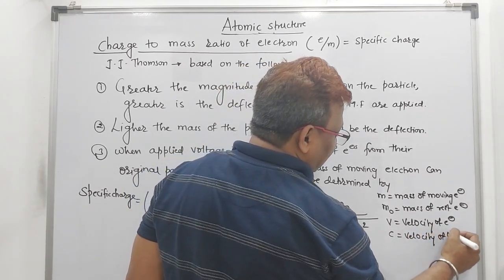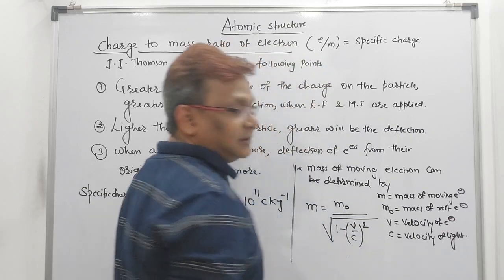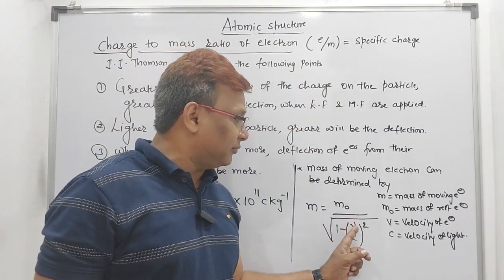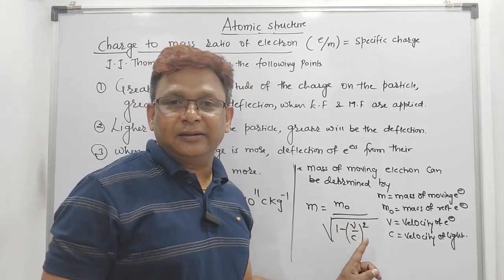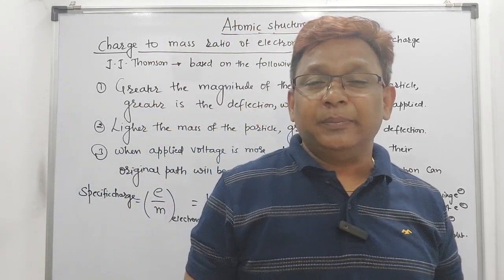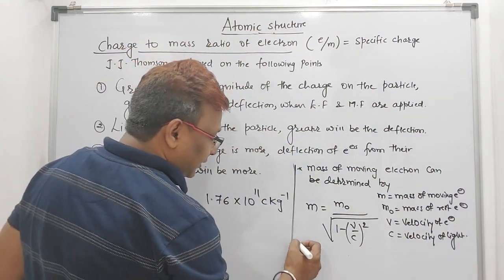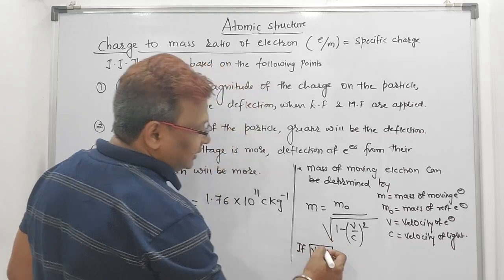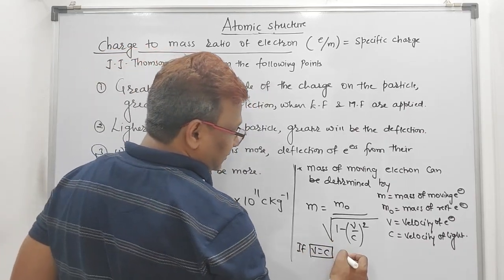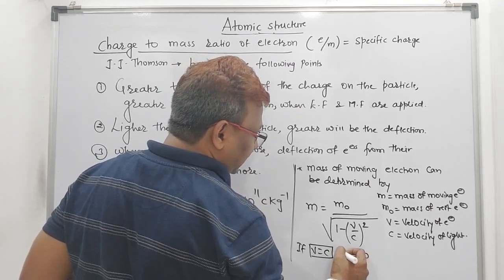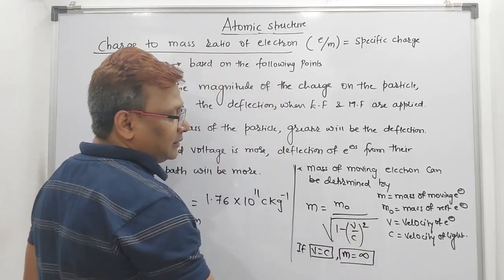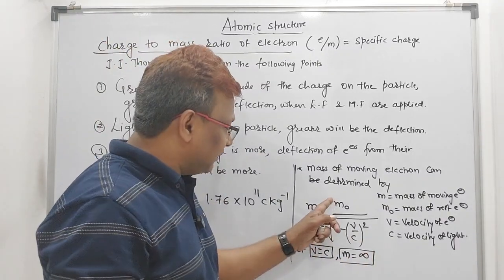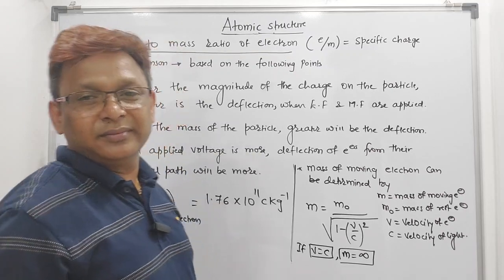Velocity of electron is there and velocity of light is there. But if this v is equal to c, meaning the velocity of the electron is equal to the velocity of light, then the mass of the moving electron becomes infinity. If v is equal to c, where v is the velocity of the electron and c the velocity of light, then the mass of the moving electron is equal to what? Infinity. Because when we apply the formula here, 1 minus 1 is 0, and something divided by 0 becomes infinity. Is it clear?